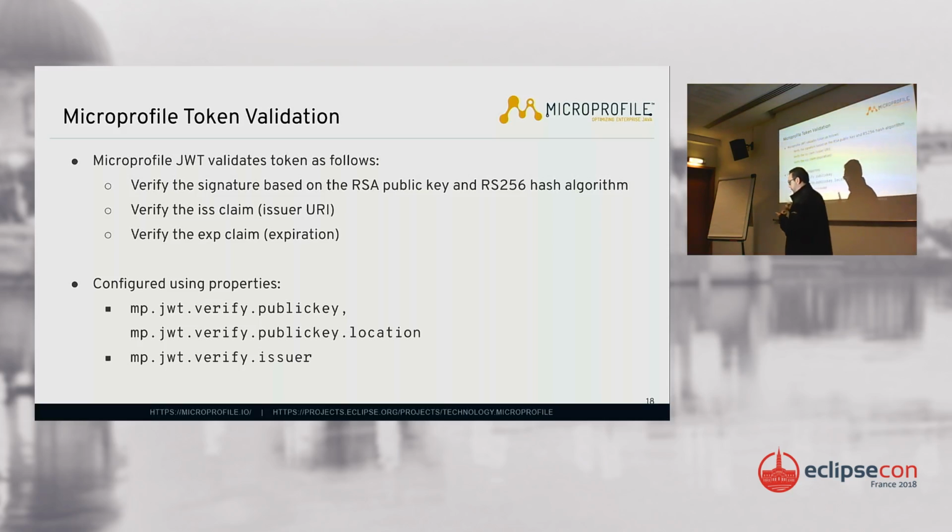Where is my public key, and what's the name of my issuer service that I want to verify? And you do that using these properties that come from MicroProfile Config. So you just set them, typically as a config map, environment variable, or one of the supported ways, and it will just pick them automatically. You may wonder about these keys. We are going to see that.